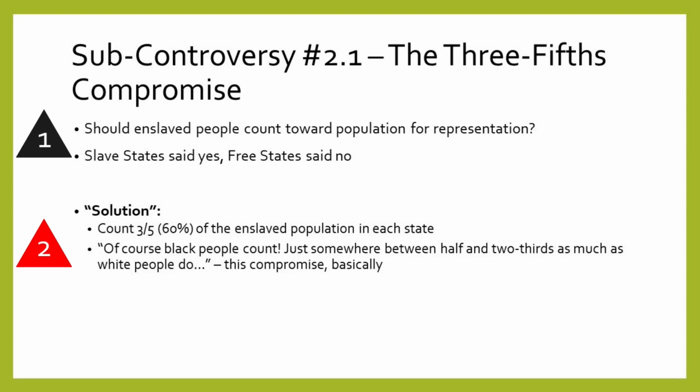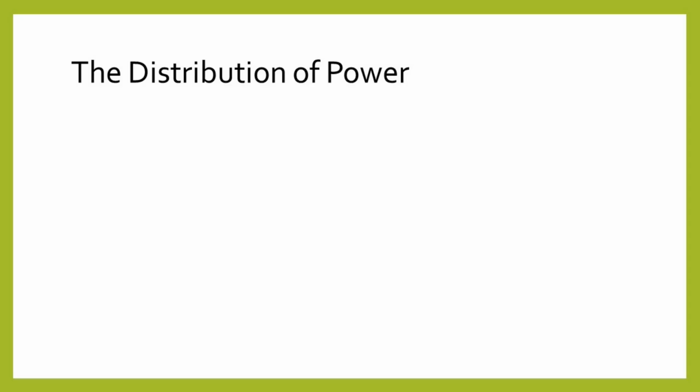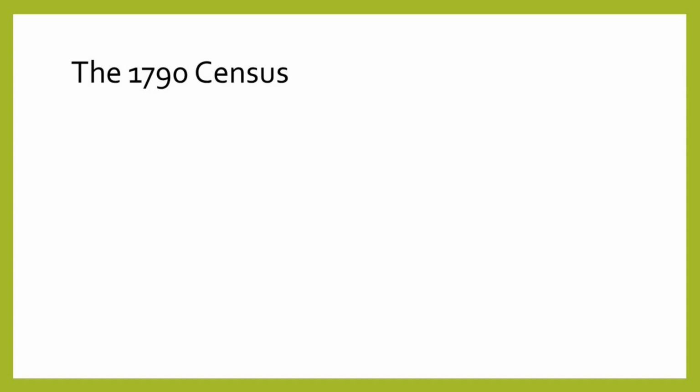But there's another aspect your textbook doesn't really go into that I want to cover in more detail, and that's the way this law affected the distribution of power in American politics. To start with, if we're going to talk about the distribution of power, we need to actually have some way to measure that. For this discussion, I'm talking specifically about how much representation each individual American has in the House of Representatives. Now, the easiest way to answer that question is to look at the first US Census from 1790.